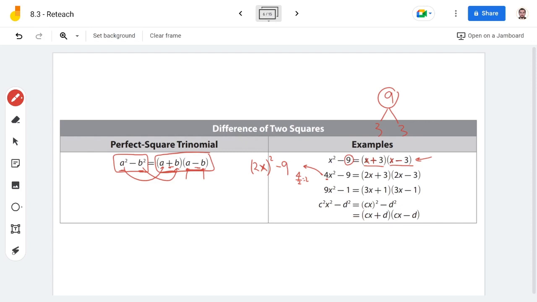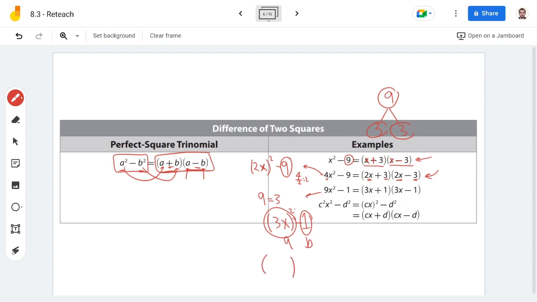Now, how can I rewrite this one? It will be 2x and 2x here, and 9 is 3 and 3, so I can write 3 and 3 with two brackets. Same thing for this one: 9x squared, which is the square root of 9, equal to 3. So it will be 3x, both of them squared, minus 1. So this one is A, this one is B.